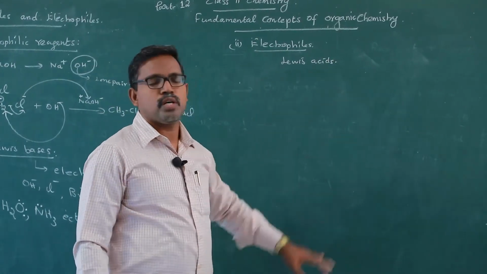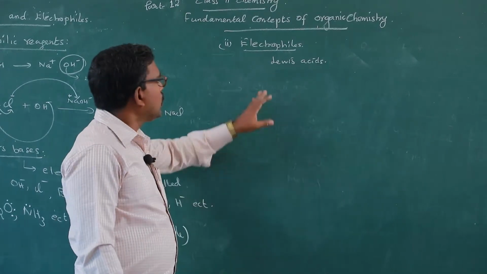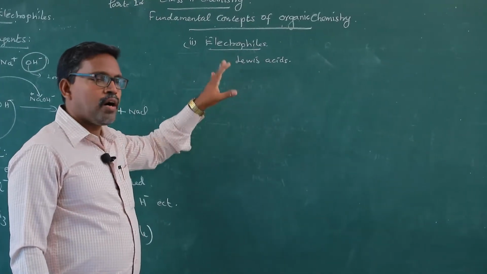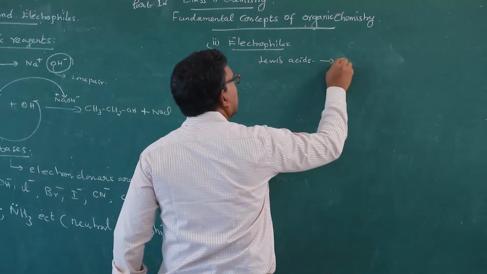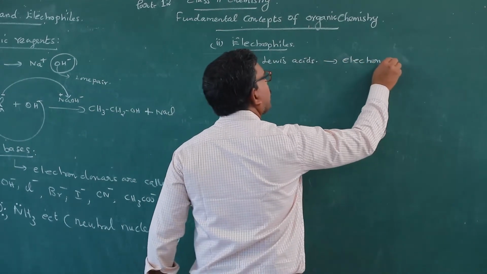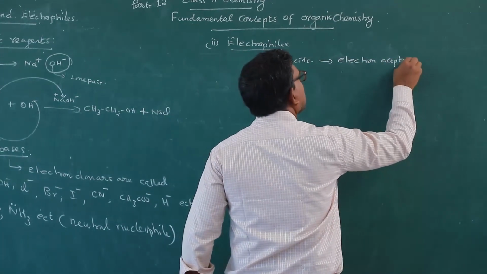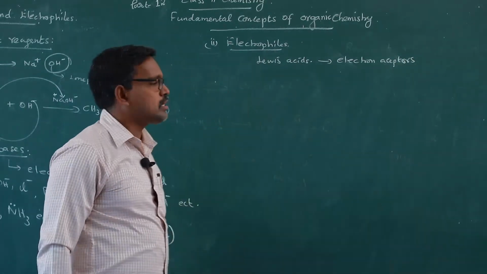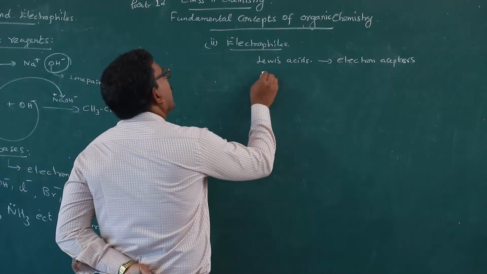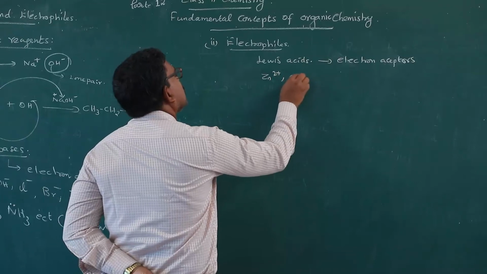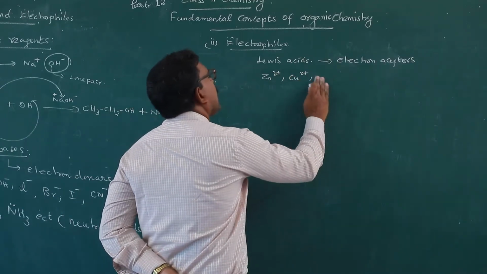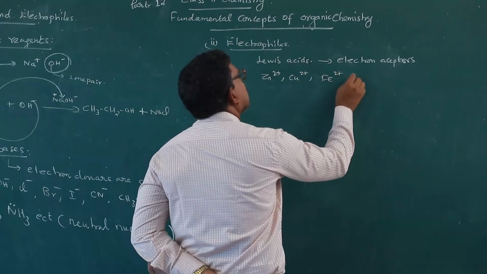Electrophiles are otherwise known as Lewis acids. These Lewis acids are otherwise known as electron acceptors. Electron acceptors are called Lewis acids. Example: Zn2+, Cu2+, and Fe2+, etc.